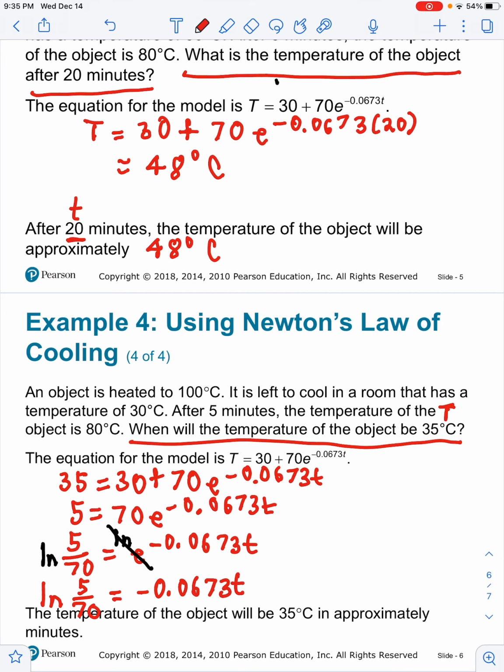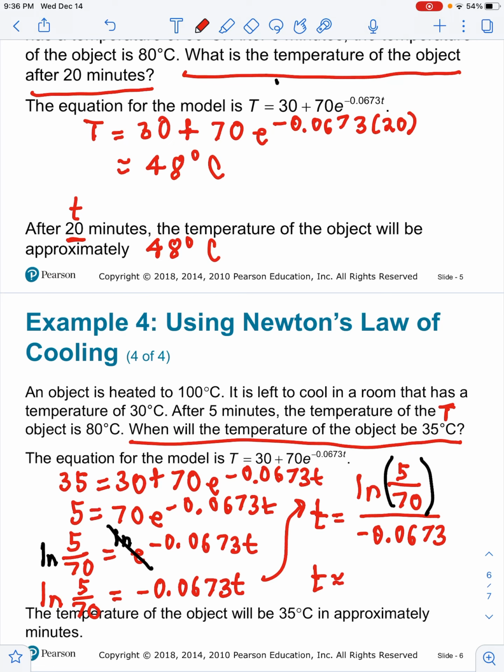Which means if I go up here to solve for t, t is going to equal the natural log of 5/70 all divided by negative 0.0673. And again, when you enter this in your calculator to check, the calculator automatically puts that left parenthesis for the logs. You've got to close it, and then you've got to let the calculator do the work. And in this case, when you round it, it looks like it rounds to 39 minutes. So the temperature of the object will be 35 degrees Celsius in approximately 39 minutes.